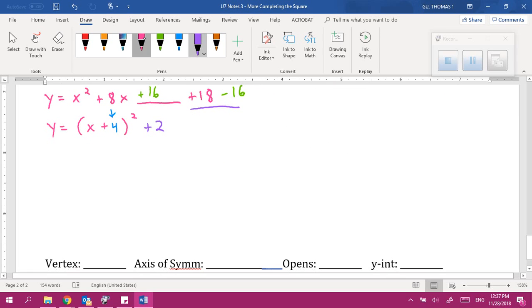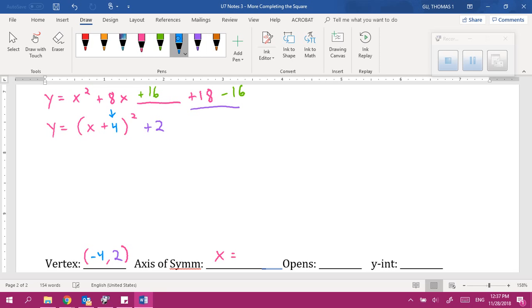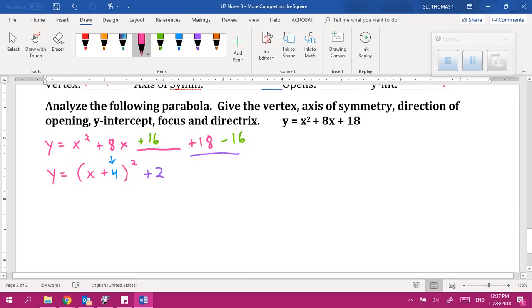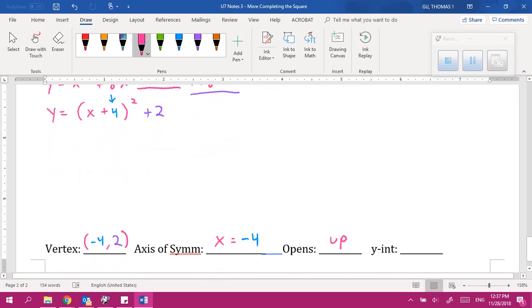So what is the vertex? Negative 4, positive 2. What's the axis of symmetry then? X equals negative 4. Does it open up or down? Up. How did you know that? The a is not negative. It's a positive 1, right. And what is the y-intercept? You can look at the original equation for this. 0, 18.